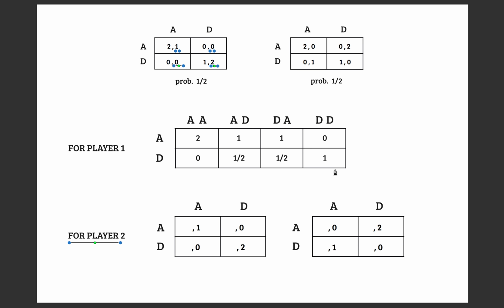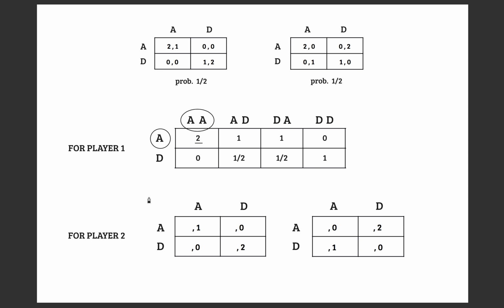Let's say now that player 2 chooses to do AA, Australia. So what would player 1 do? Of course, player 1 would choose 2, because 2 is greater than 0. So the best response of player 1 to AA of player 2 will be what? Here 2, so it will be A. The best response for player 1 would be A.